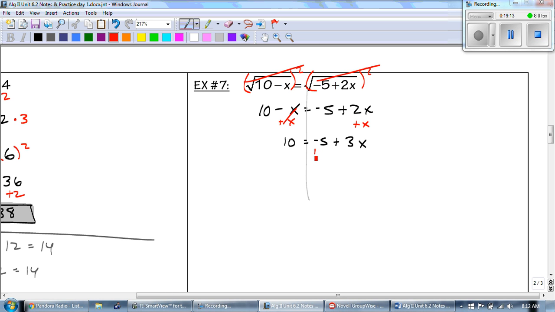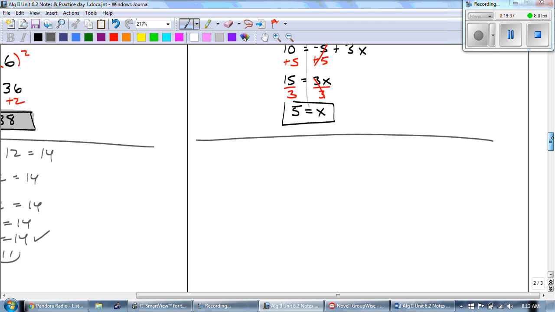And now we're just solving with inverse operations. So I got to add the 5 to both sides to get 15. And then divide both sides by 3. And you get that x equals, good, x equals 5.